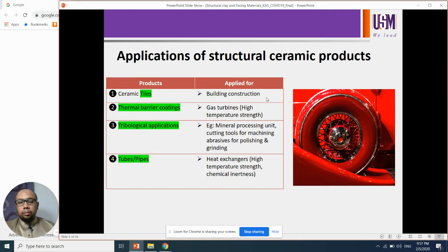Number 3 is the tribological application. What does tribological mean? Tribological means something like required something like liquid flow. Okay, liquid flow. For example, mineral processing unit here, cutting tools for machining, abrasive for polishing and grinding.